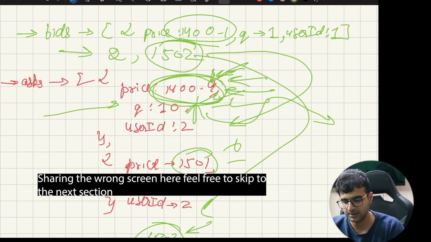What should the balance updates be? This is still correct. Google should go up by 2 for one person. Google should go down by 2 for the other person. This is incorrect. The US dollar balances should be 50,000 minus 2 into 1400.9, which is the best price that the user can find, which is this thing right here. This is the best price that the user should get matched on.